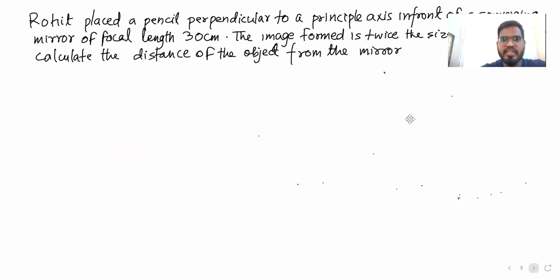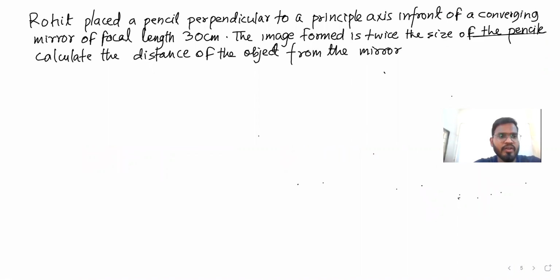Now what? Rohit placed a pencil perpendicular to the principal axis in front of a converging mirror of focal length 30 centimeter. The image is twice the size of the pencil. Calculate the distance of the object from the mirror, right? So if you do this question also, here two cases are there. Rohit placed a pencil perpendicular to the principal axis in front of a converging mirror of focal length 30 centimeter.